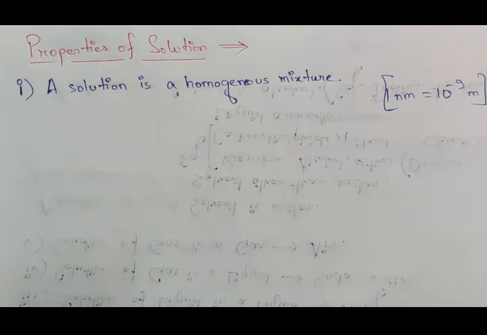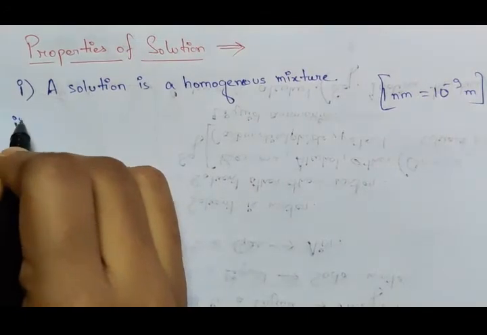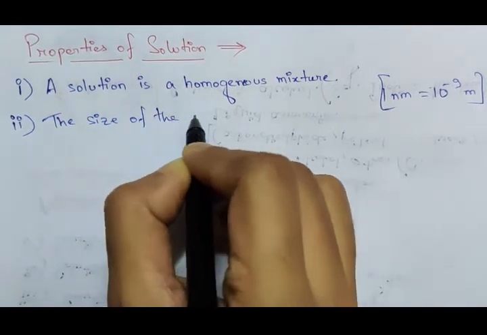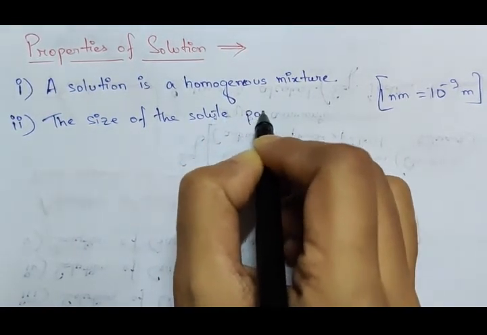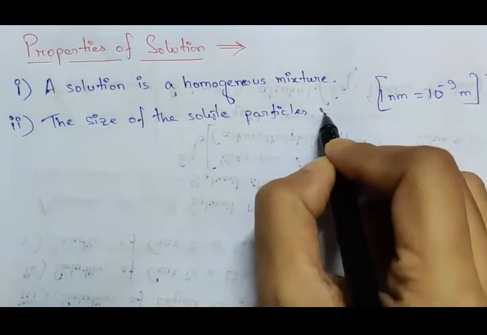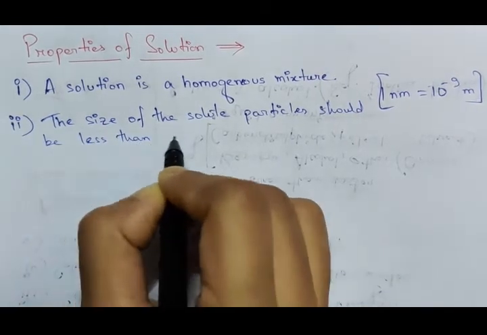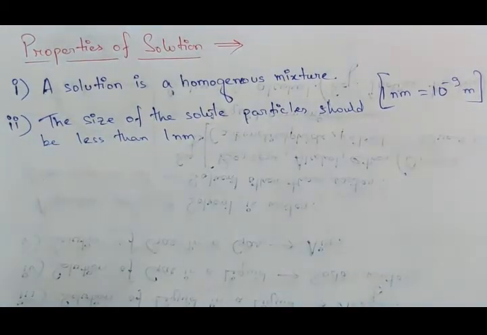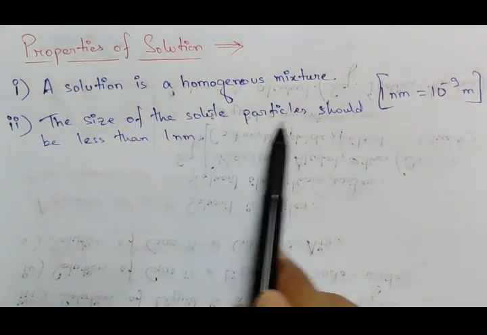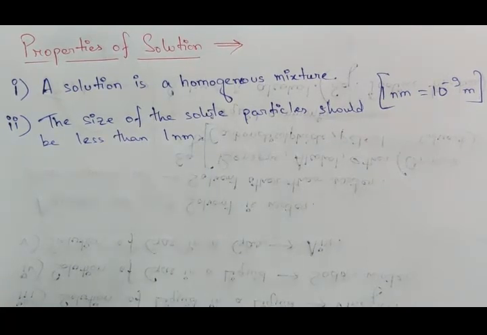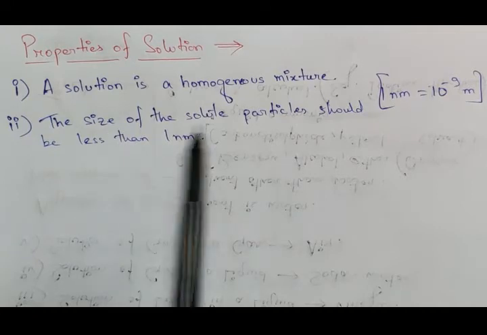Okay, so they are called the true solution. Thus we have to say that another property of the solution is the size of the solute particles. So we will write: the size of the solute particles should be less than 1 nanometer. Okay, so if the solute particle size is less than 1 nanometer, in that case we will call it the true solution. So another property of the solution is about the size of the solute particle.